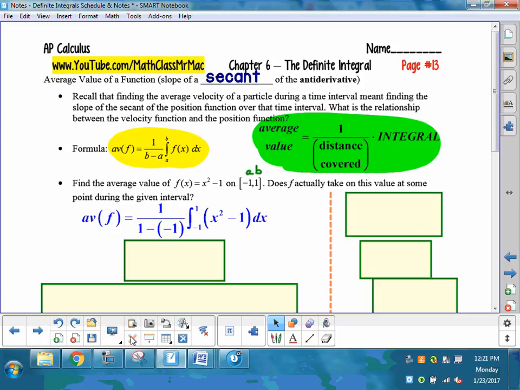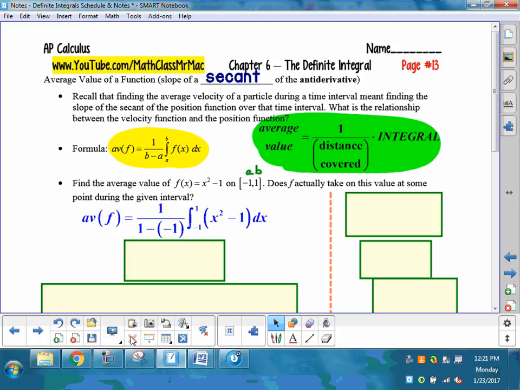1 over 2. Now, here's what we need to go through and compute. This right here is not linear. What shape is this function going to be? Parabola. We don't know how to take that by hand yet. So what we're going to do is plug that into your calculators.